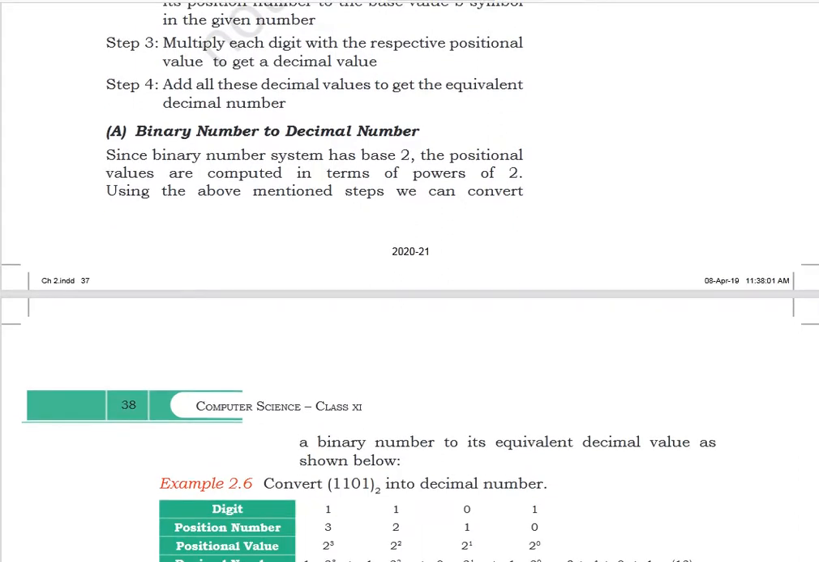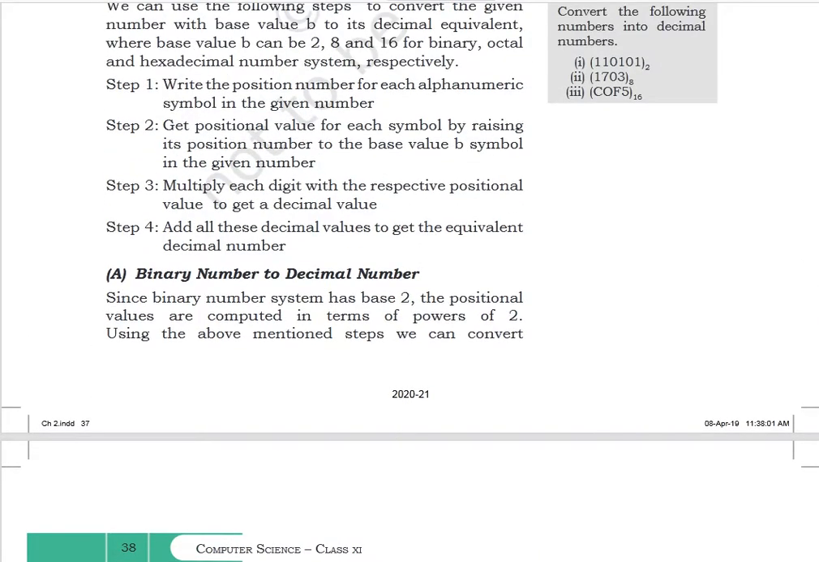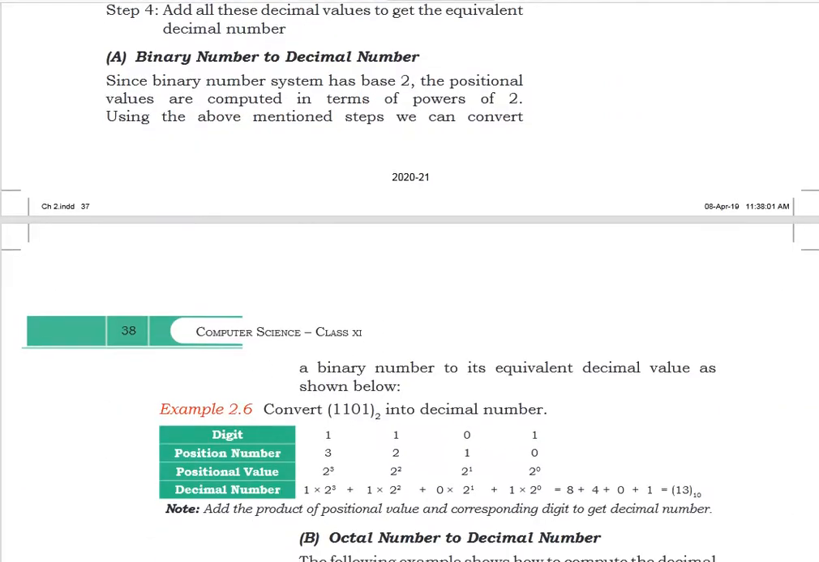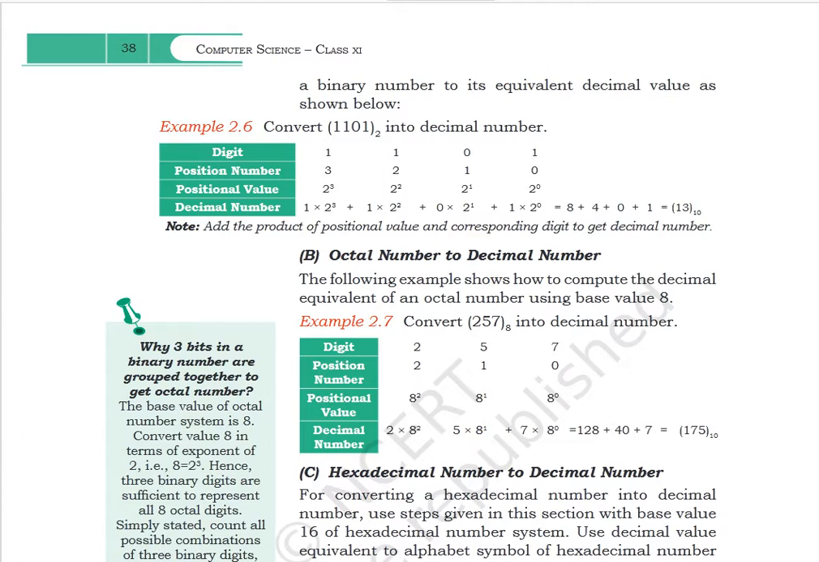Now, binary number to decimal number. First we will convert a binary number to a decimal number. Since the binary number system has base 2, the positional values are computed in terms of powers of 2. Using the above mentioned steps, we can convert the given binary number to its equivalent decimal number. Now see, what is the procedure? A binary number to its equivalent decimal value, as shown below.